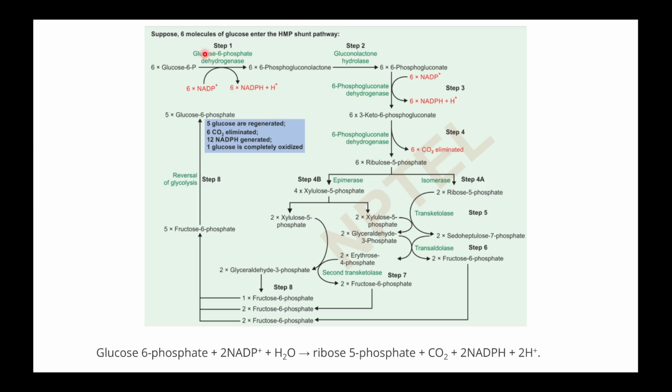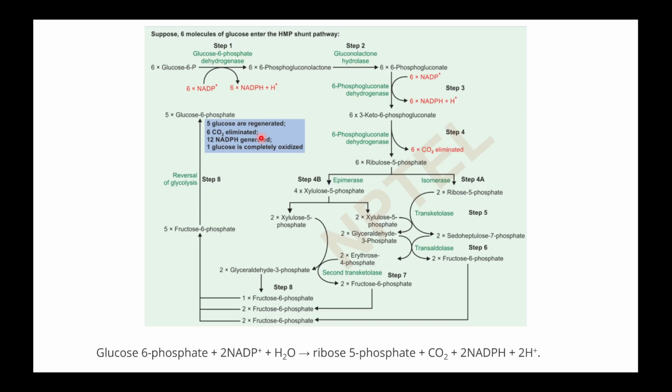So we started with 6 glucose 6 phosphate and we ended up with 5 glucose 6 phosphate, and 1 glucose 6 phosphate got converted into carbon dioxide completely. So complete oxidation. So 1 glucose 6 phosphate got converted into 6 CO2. That is, all the carbons got oxidized and the complete breakdown of that glucose 6 phosphate occurred.